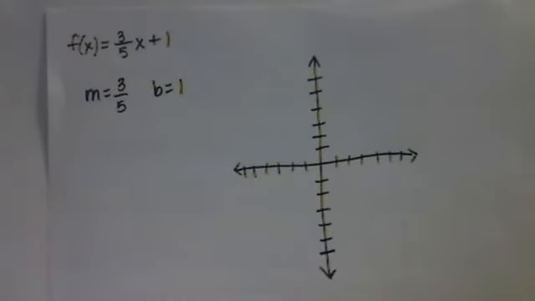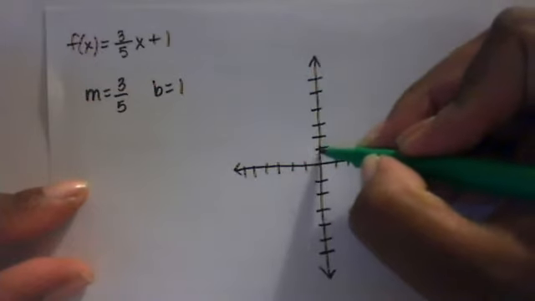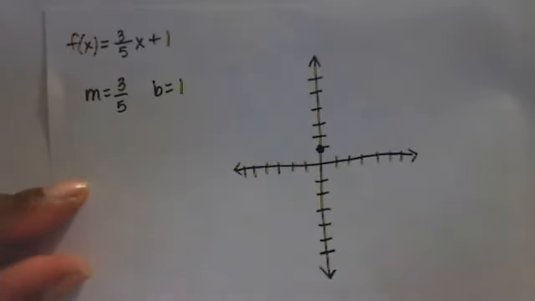Now let's first plot the y-intercept. The y-intercept, which is your b, that's the 1. So you're going to go on the y-axis up to 1 and draw the point. That's the point where the graph is going to be crossing the y-axis. So we first plot the y-intercept.